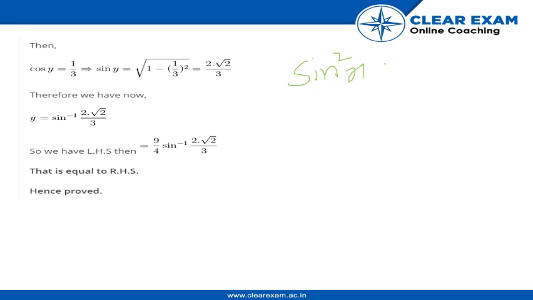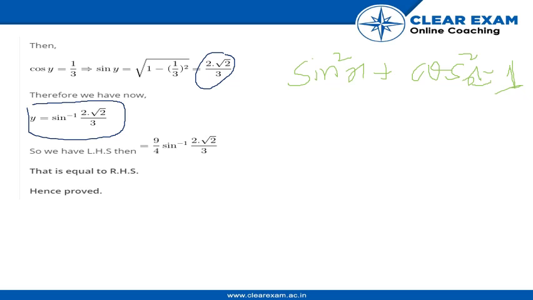Sine square x plus cos square x is equal to 1. Ignore my handwriting, it's too bad, I know. So we get this identity, sine square x plus cos square x is equal to 1. So we write sine y is equal to under root of 1 minus cos square y. And thus we get sine y is equal to 2 root 2 by 3. Applying sine inverse on both sides, we get y as sine inverse 2 root 2 upon 3.